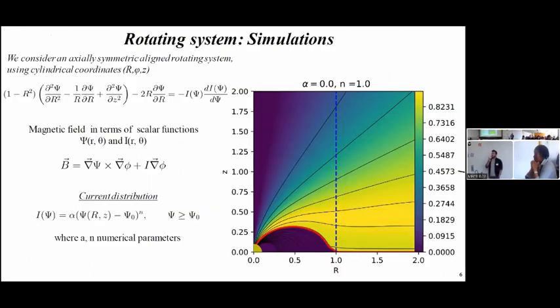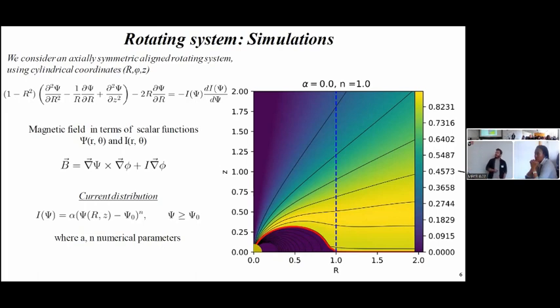So what we are actually doing is considering an axially symmetric aligned rotating system. We solve this partial elliptic differential equation, the so-called pulsar equation, by expressing the magnetic field in terms of the scalar functions psi and I, where psi is the magnetic flux function, which should be constant across a field line, and I is the poloidal current that we apply at the region of the closed magnetic field lines, and is produced from a toroidal field at the same region.